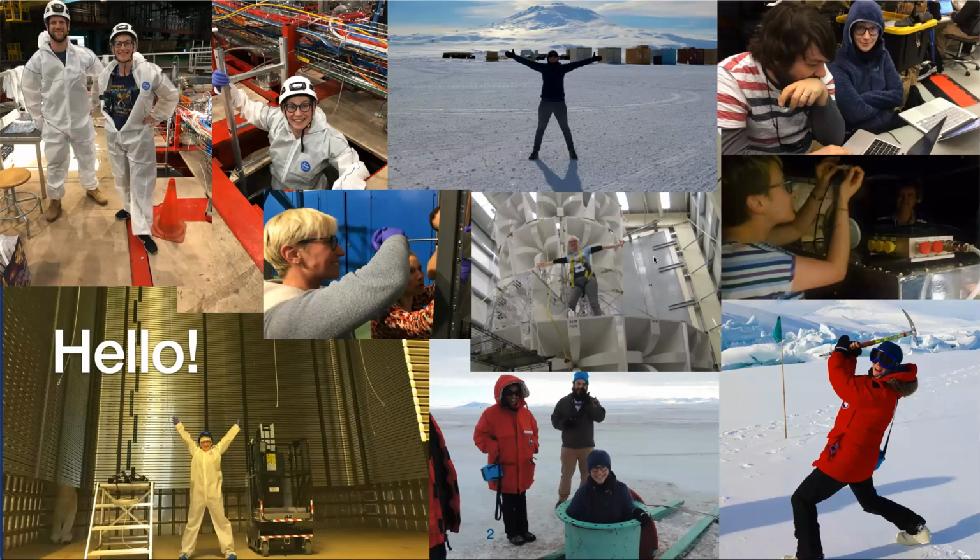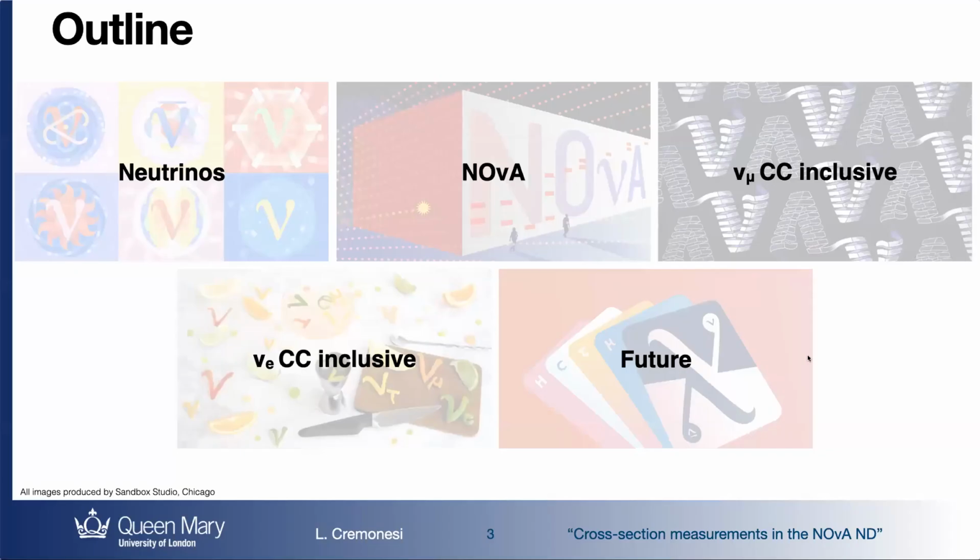What we're going to do today is, the outline of this talk is that I'll first introduce neutrinos, then I'll talk about the NOvA experiment, and then I'll talk about the two analyses that I'll present today. So the NuMI CC inclusive and the NuMI CC inclusive measurement. And don't worry if you've no idea what CC inclusive means. We'll get to it during the seminar. And then finally we'll look at the future.